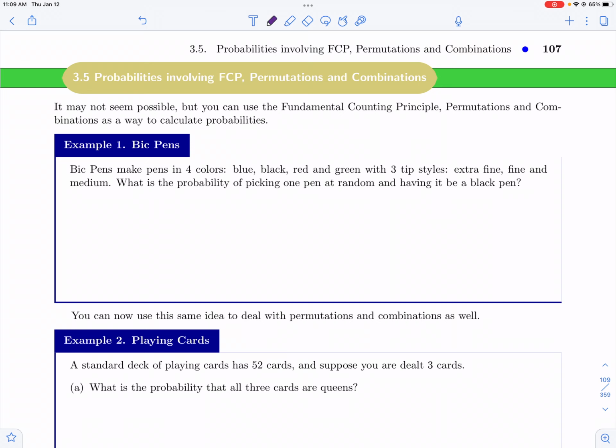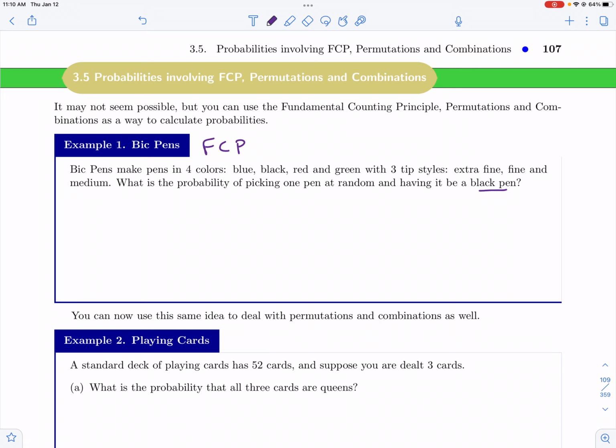So for example 1, we've got big pens. Make pens in 4 different colors: blue, black, red, and green, with 3 different tip styles: extra fine, fine, and medium. What's the probability of picking one pen at random and having it be a black pen? So first thing we want to notice, we've got our 2 categories going on here. We've got the pen colors, we've got the tip styles. So this is crying out for fundamental counting principle in this case.